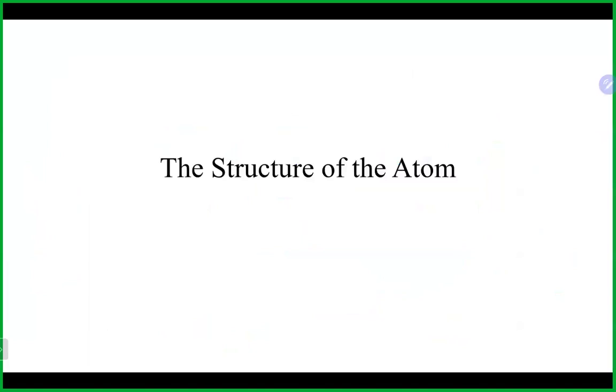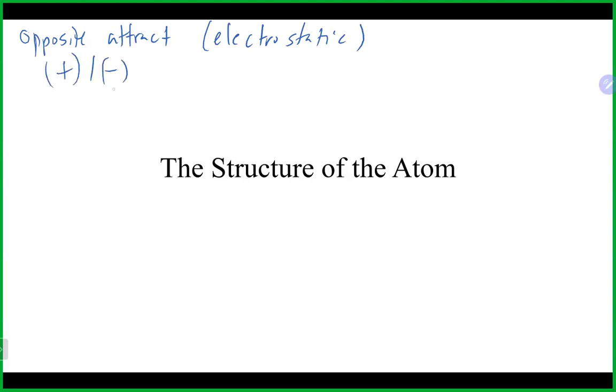All right. So we're now going to talk about some experiments that helped us understand the structure of the atom. One of the things that really helped us in chemistry was a very simple and important concept: the idea of opposites attract, sometimes called electrostatic attraction. Basically, in chemistry, much like in life, positive and negative things are attracted to each other. They will attract one another.